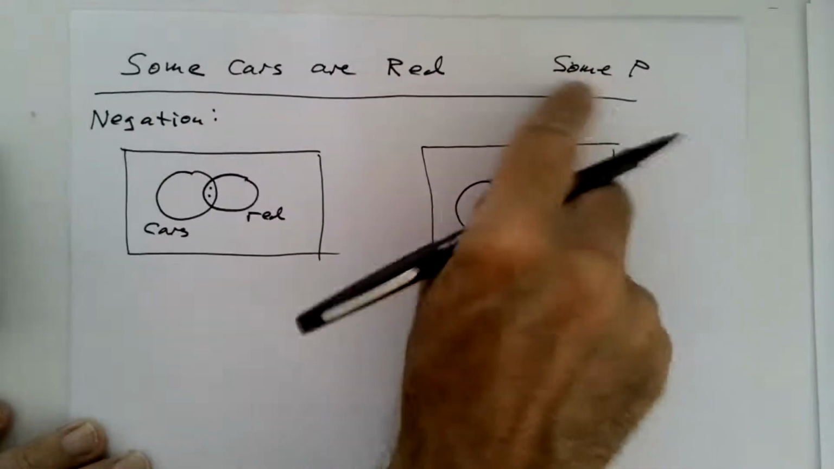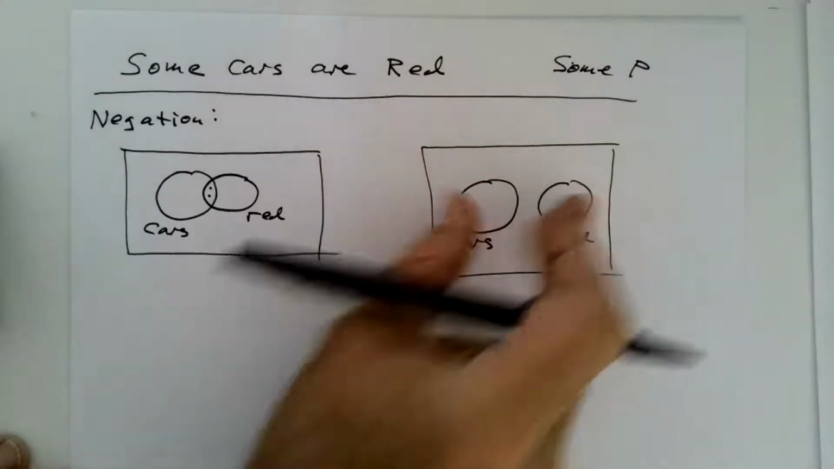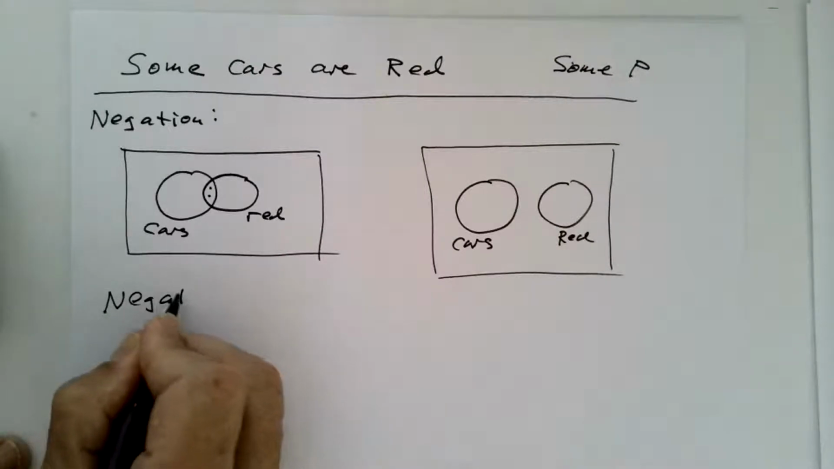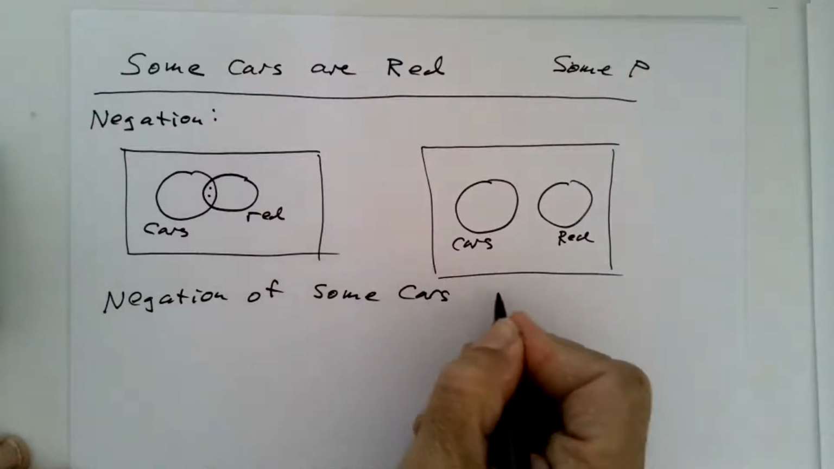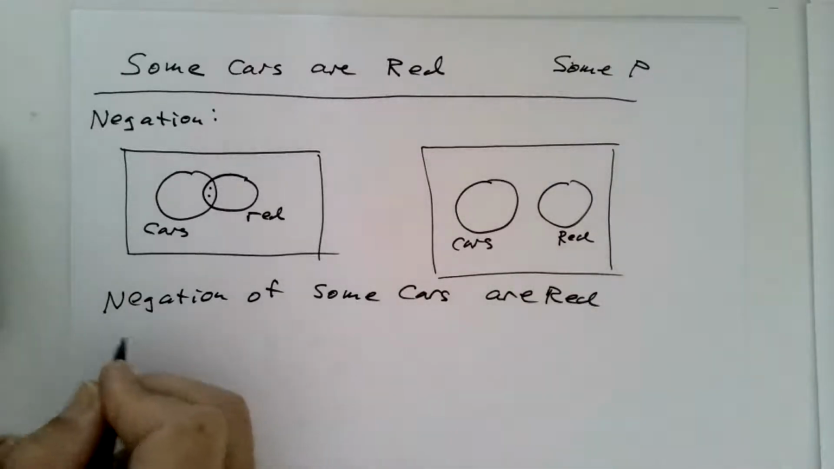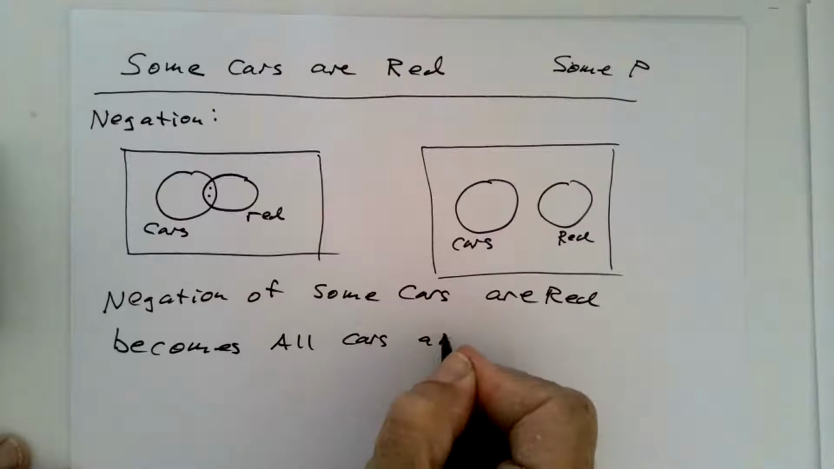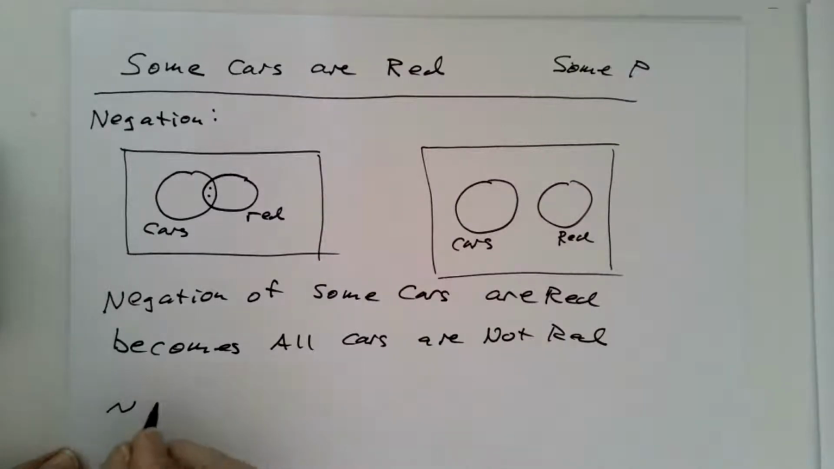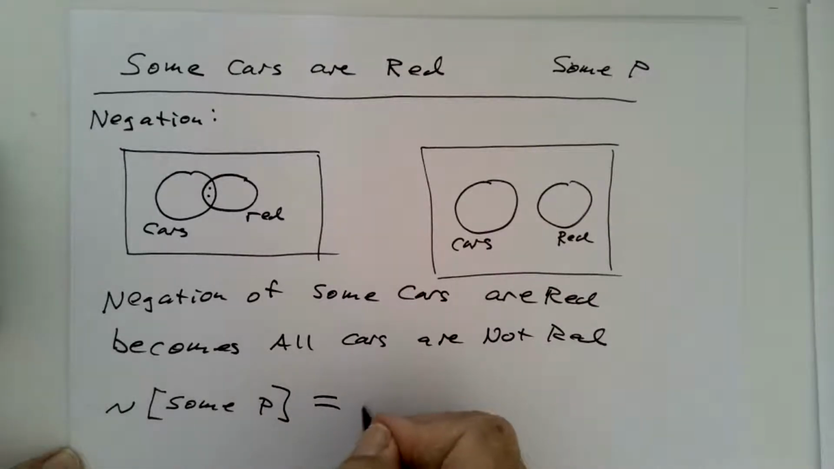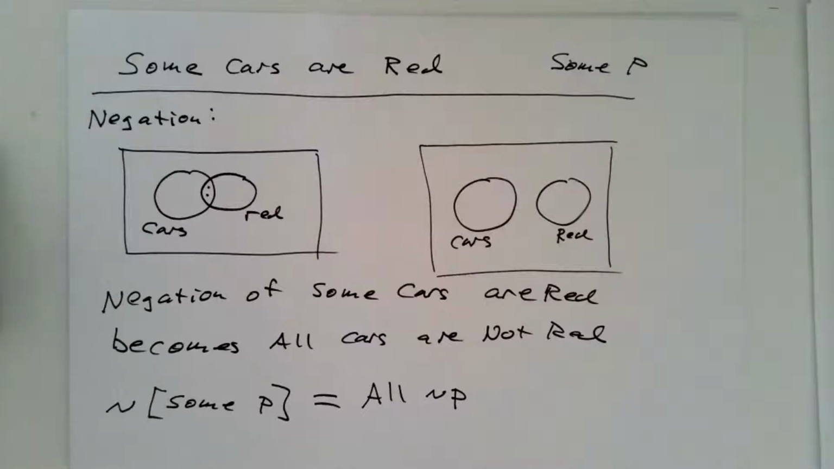So I have some cars are red, some P in this situation. So the negation of that would be what? All cars are not red. So the negation of some cars are red becomes all cars are not red. So basically, the negation of some P is all not P. That's a way for us to think about that.